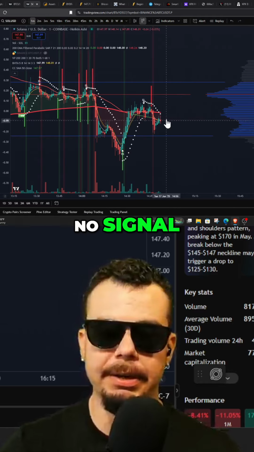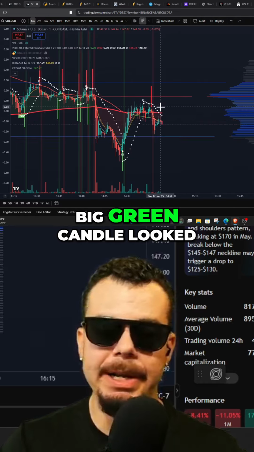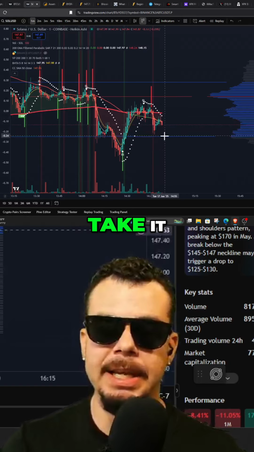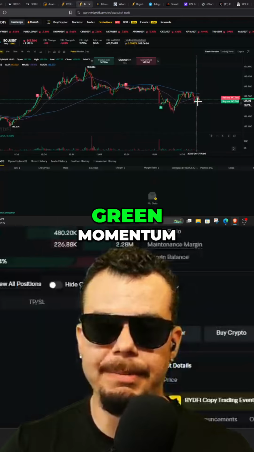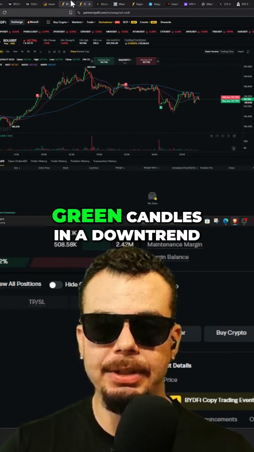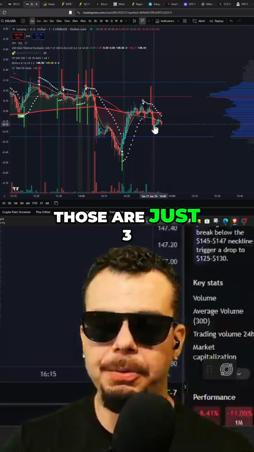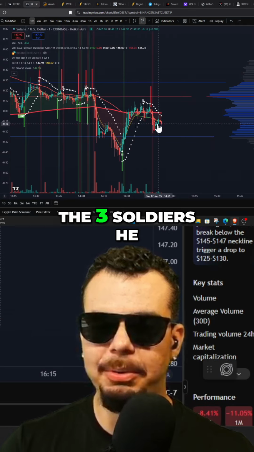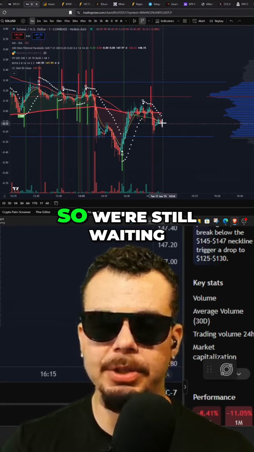So no trade, no signal. Look at this. This is giving you a better entry price. This is why that big green candle looked like it was yummy and you wanted to take it. And even over here, it looked like it's doing all this green momentum, but those are just green candles in the downtrend. Shout out to Blunt. That's one of his terminologies, right? Those are just the three soldiers he talks about in a downtrend. That's nothing. We're not having it turn over yet, so we're still waiting.